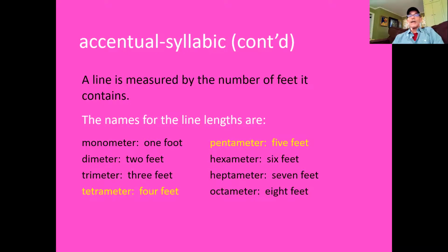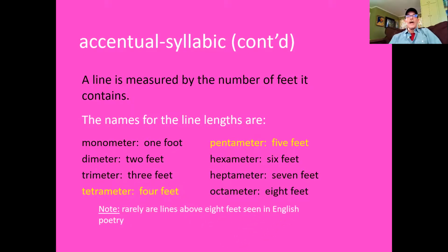Now I've got tetrameter and pentameter in yellow to indicate that these are the most common of the line lengths that you're going to see in accentual-syllabic poetry. Okay. Rarely are you going to see lines above eight feet in English poetry.